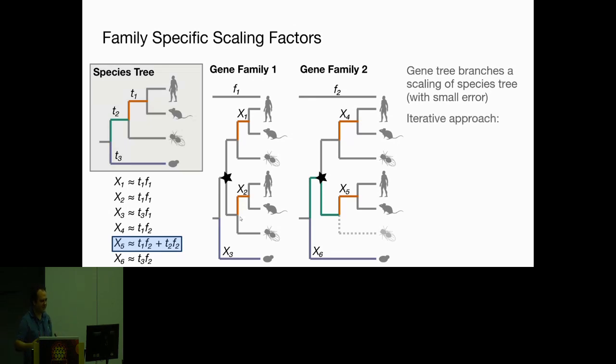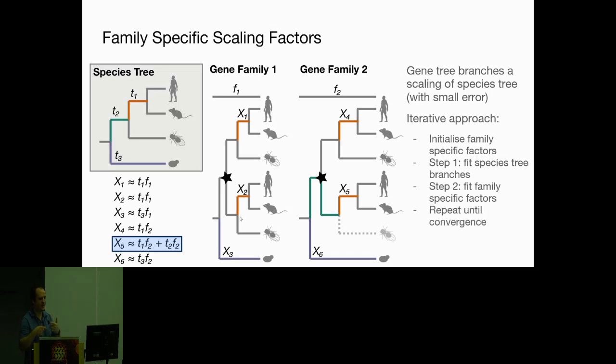This allows us to build up a massive system of linear equations across all of the gene families from Panther. And then we have the species tree. One step is that we fit the branches in the species tree from the gene trees. And then the next step, we fit back the family-specific factors, so how much you scale the gene family. And we keep on doing this until we converge. So we end up having these factors for each of the gene families to describe how fast they evolve.